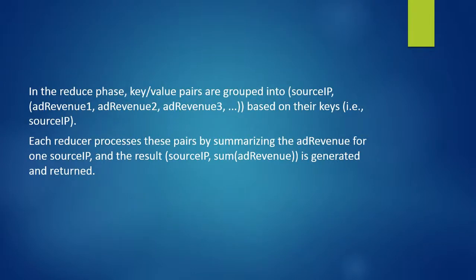In the reduce phase, key value pairs are grouped in the form of source IP, ad revenue 1, ad revenue 2, ad revenue 3, and the list goes on, where the source IP is the key and the values that you see in the form of ad revenue are the values. So they are grouped based on the keys, that is source IP. Now that they're grouped, each reducer processes these pairs by summarizing the ad revenue for one source IP, and the result, source IP and the sum of the ad revenue pertaining to that source IP, is generated and returned.